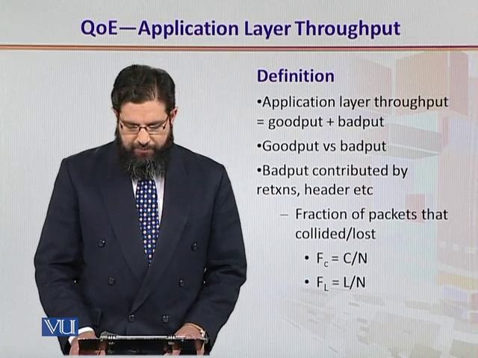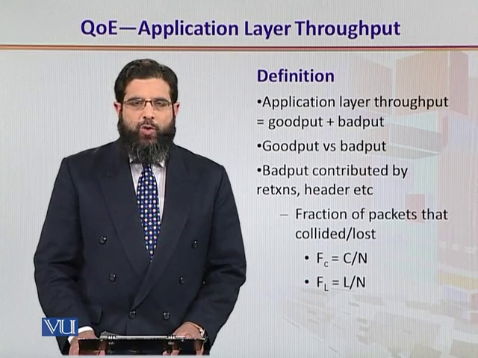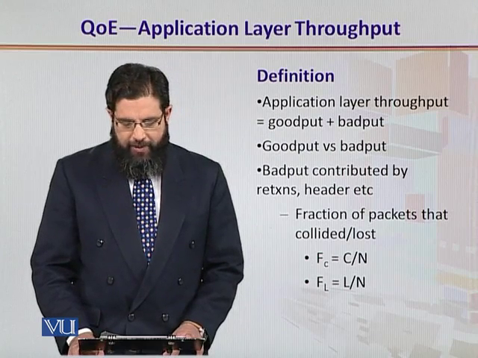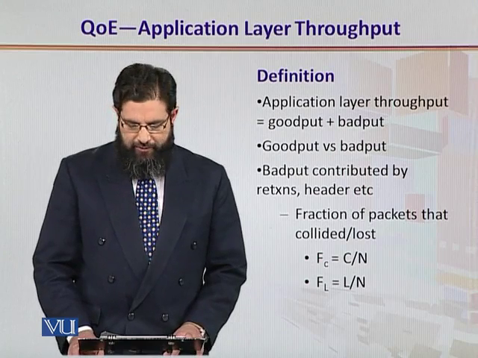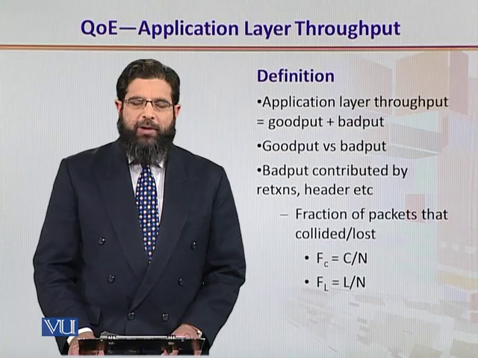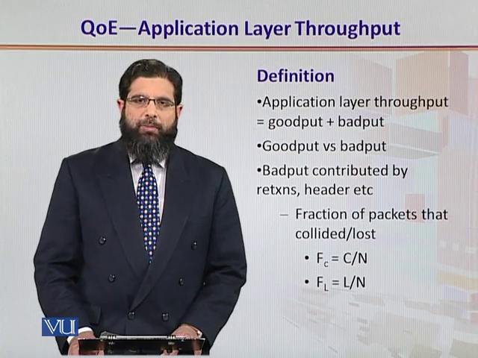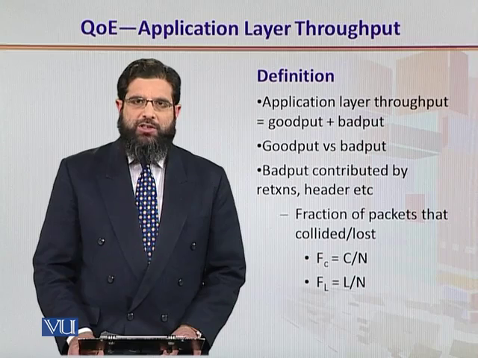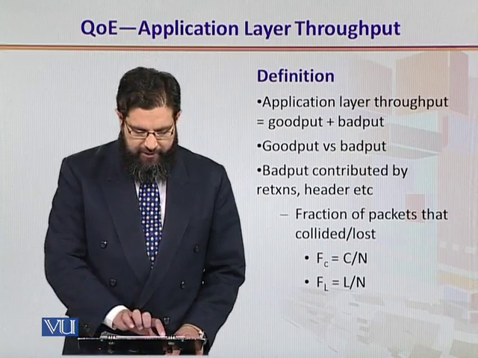Mathematically speaking, if the total number of packets is n, the overall fraction of packets which collided is given by the expression c divided by n, and the total number of packets which are lost is given by the fraction L divided by n, where L and c refer to the number of packets lost and collided respectively.